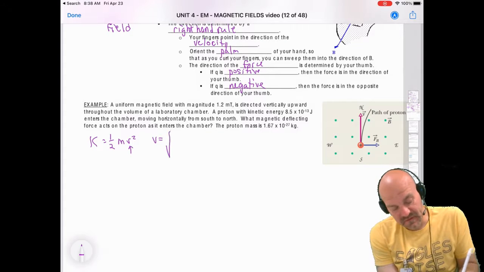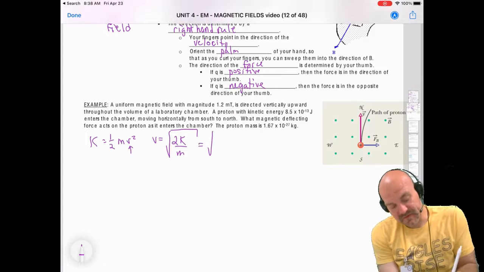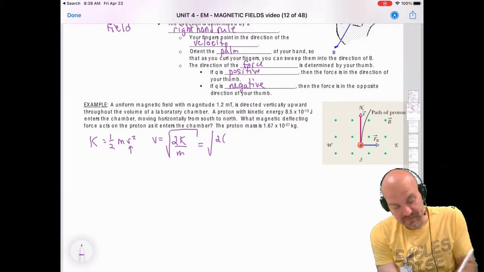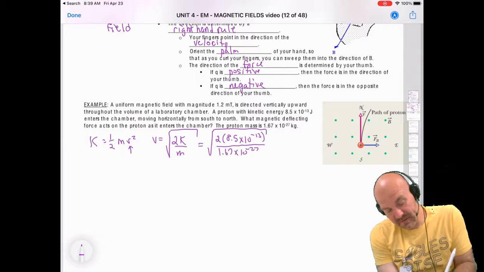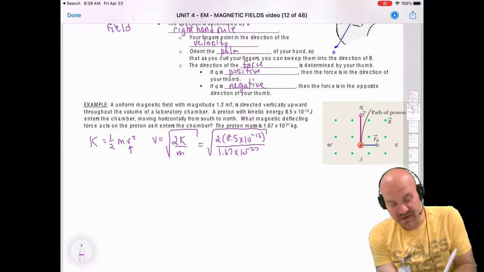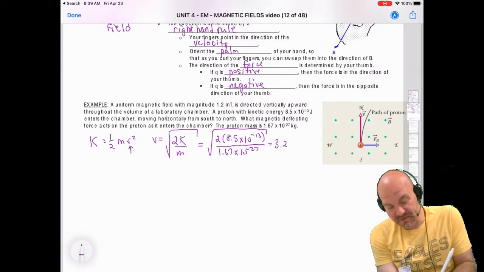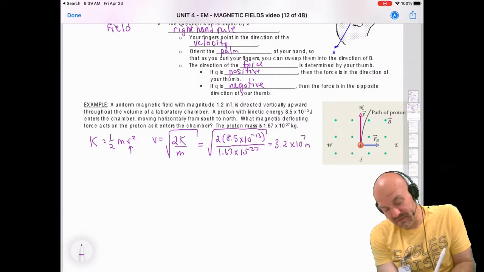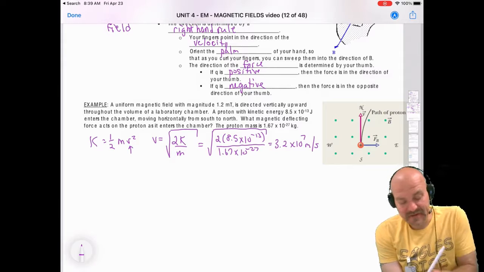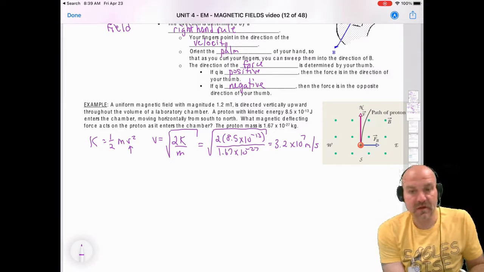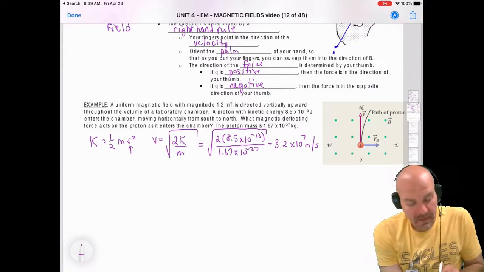So V equals the square root of 2K over m. That's the square root of 2 times 8.5 times 10 to the negative 13 divided by 1.67 times 10 to the negative 27. Plug that into our calculators, and we get 3.2 times 10 to the 7th meters per second. That is how fast this proton is moving into this field.